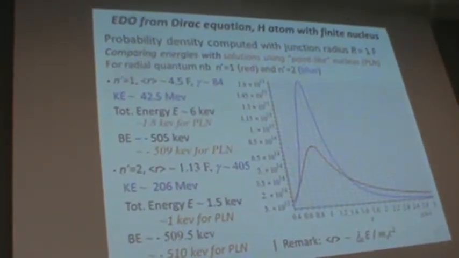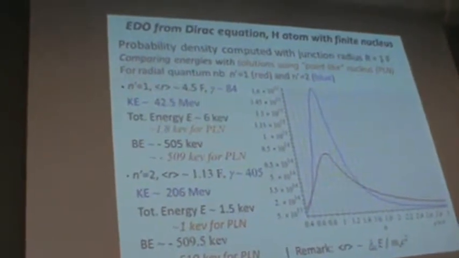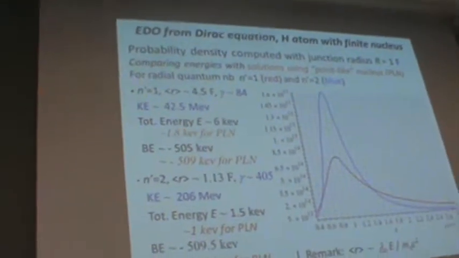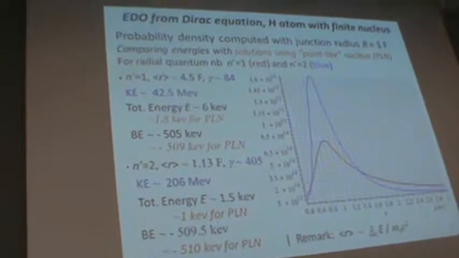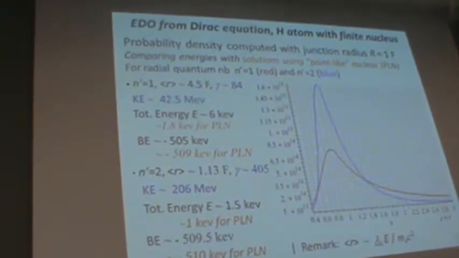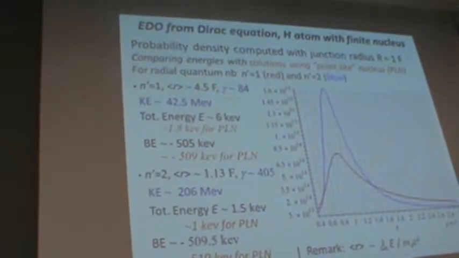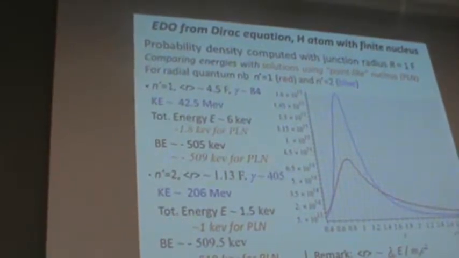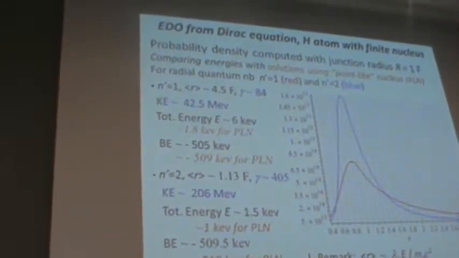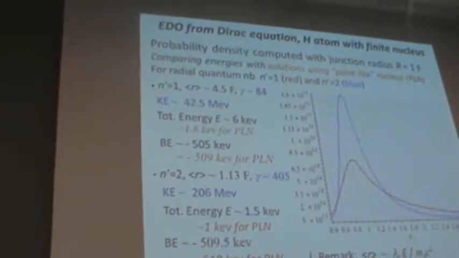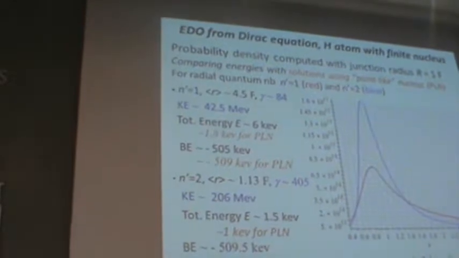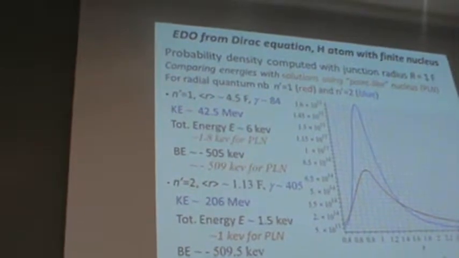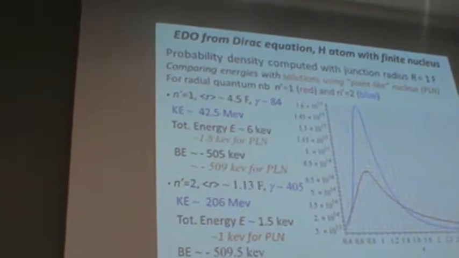Here we plot the curve for probability density corresponding to values 1 and 2 of the radial number. We indicate the values of gamma and kinetic energies not obtained in the initial solutions. We also give the new total and binding energy and compare them with the point-like nucleus case in orange. Moreover, one can verify that the mean radius and the total energy satisfy the relationship given in the remark under the chart. This property is deduced from semi-classical studies. Finally, we observe the shape of the curve is similar to the orbital 1s of the regular solution.